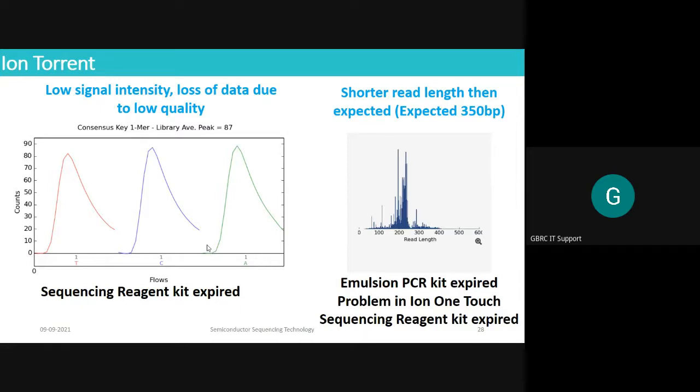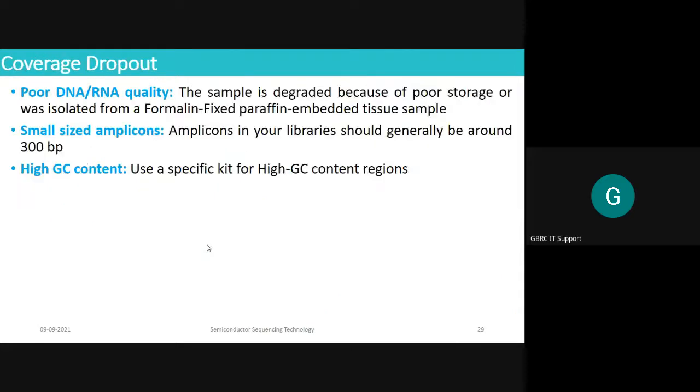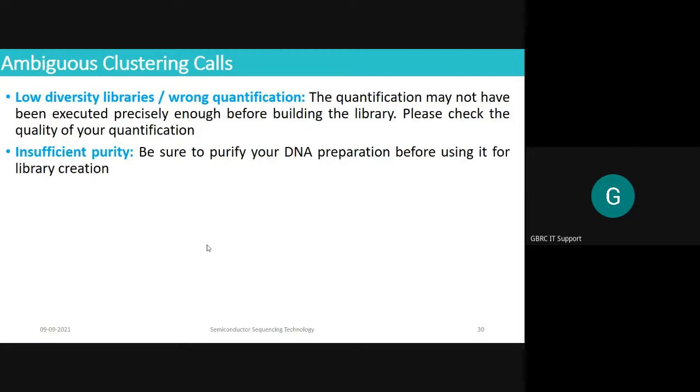Or sometimes the quality of TCAG and consensus k-mers are very low, then again it indicates that the sequencing reagent kit might have expired. So these are the issues which I talked about: coverage dropouts, then small sized amplicons or high GC content in your library.